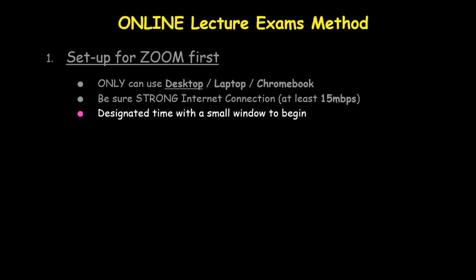So if you can't make it, let's say I have to work until 12:30 and I can't make it until 1, that's fine. You could get there at 1 o'clock and start it. Okay, you'll still have the full time. Okay, so that's why I set it up that way. There's that small window to start.